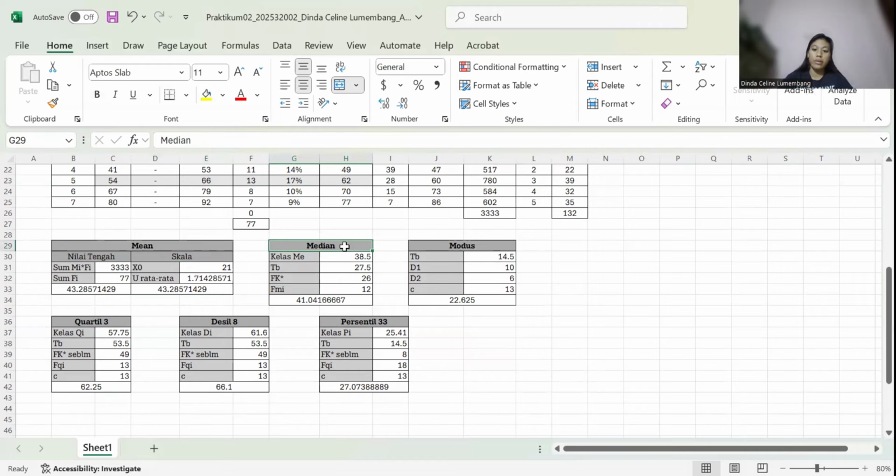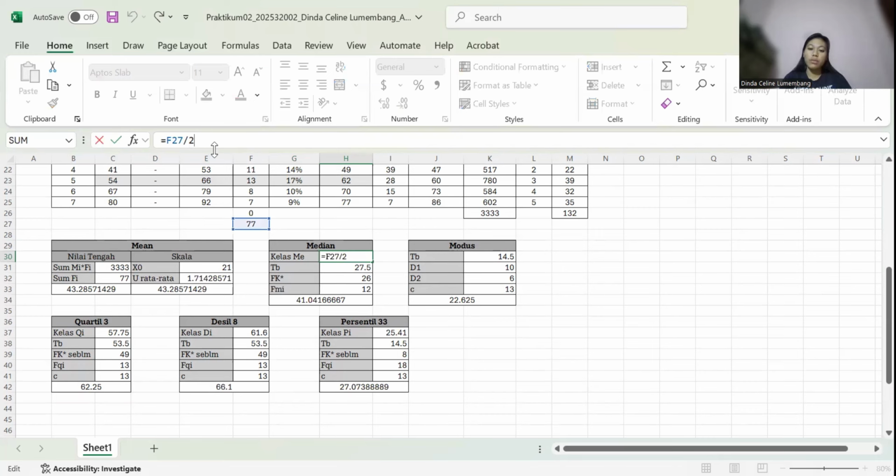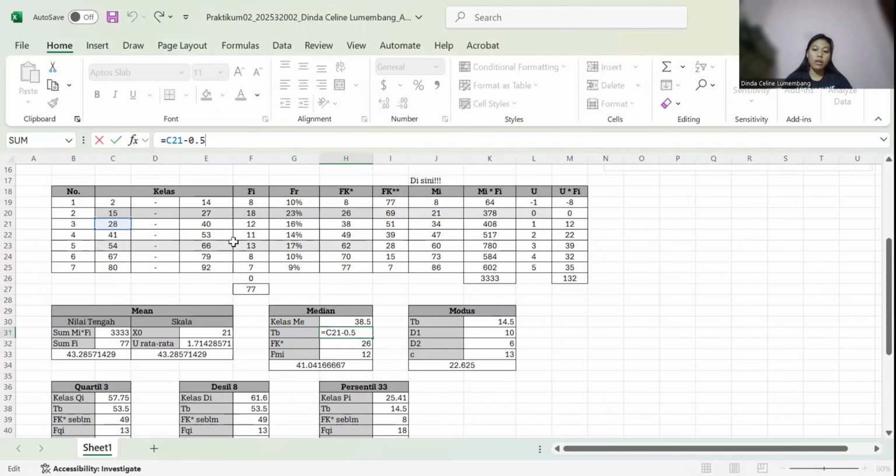Then next, to get the median value, we have to determine the value of median class, lower edge, frequency cumulative, and median class frequency. For the median class value, it is obtained from the value of n divided by 2. And the lower limit value is obtained from the lower class by using the frequency column as determinant whose value is close to the median class.